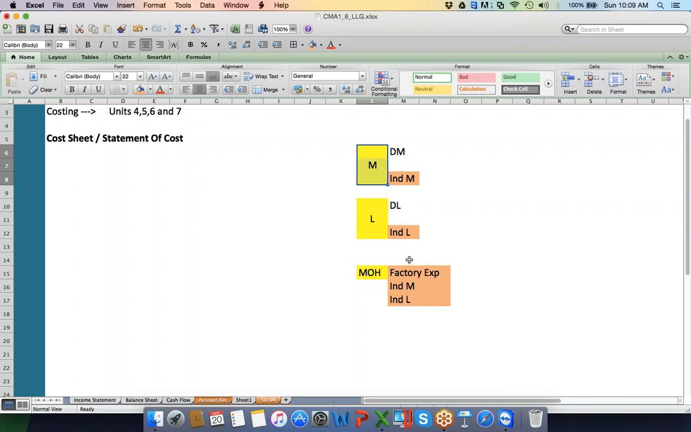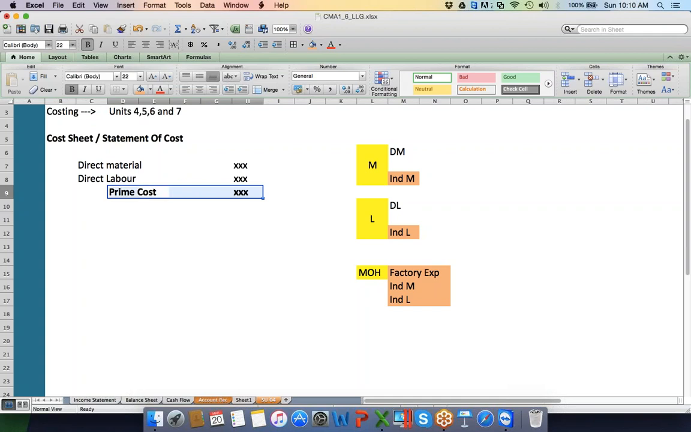Now, based on this information, we are going to prepare a cost sheet. Cost sheet gives the history of the total cost at different stages. A cost sheet should begin with direct material. Direct labor. In some textbooks, you can find direct expenses as well here. But in our calculations, the direct expenses were part of direct material. So don't expect direct expenses here. Assume that these direct expenses are already taken care of in material. So direct material plus direct labor gives us prime cost. Prime cost equals DM plus DL.